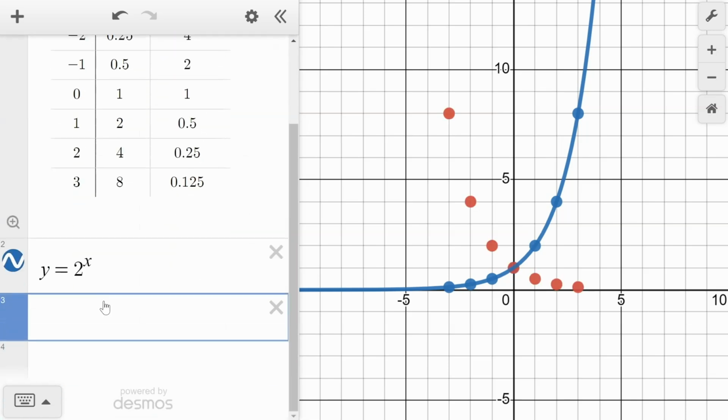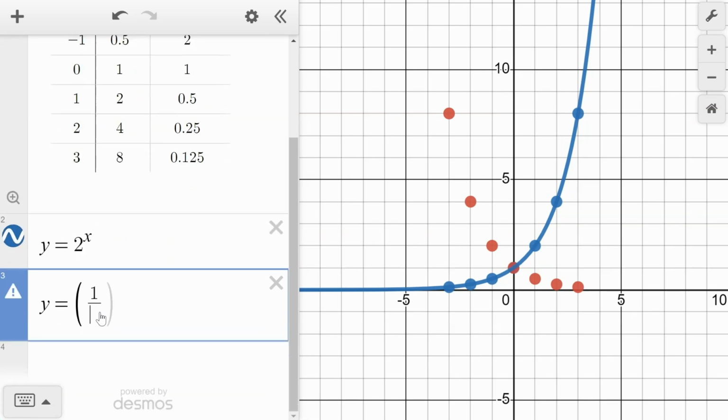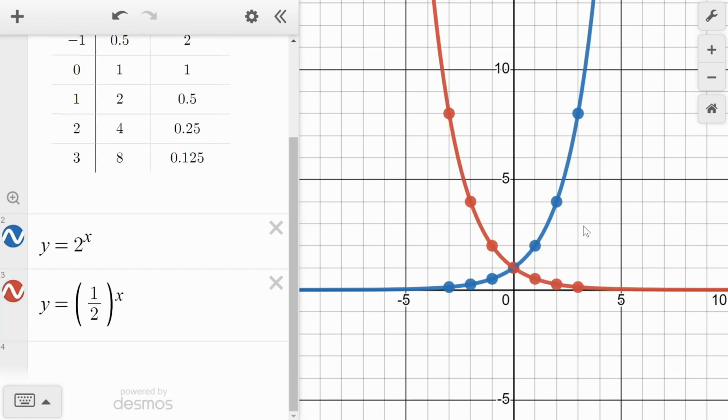All right, so when you put this curve in here, y equals 1/2 to the power of x, then we see that that graph looks like that. Now, it's actually the same shape as this other graph. It just has the opposite behavior on each side.